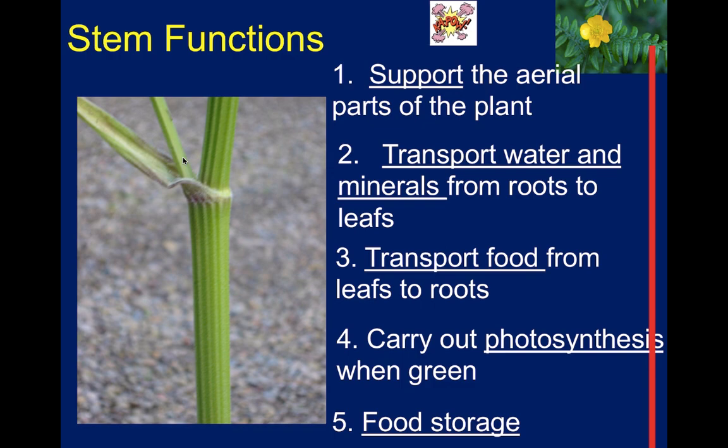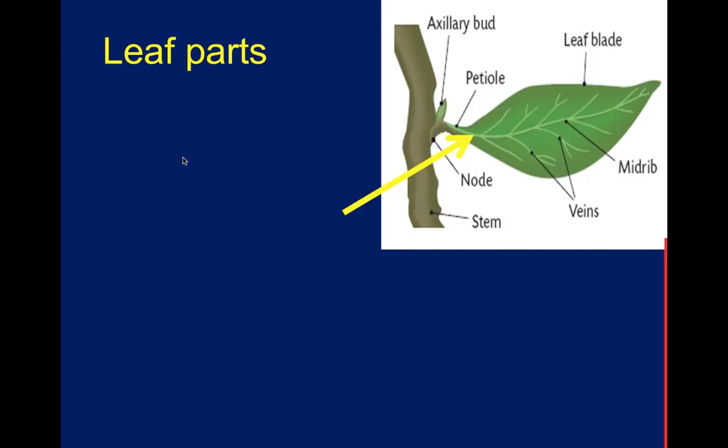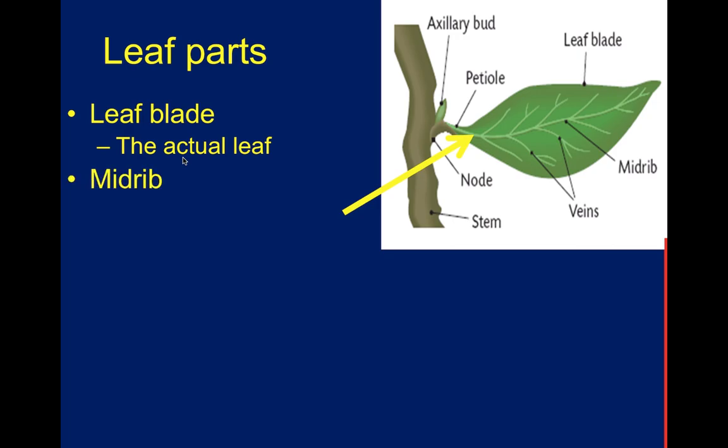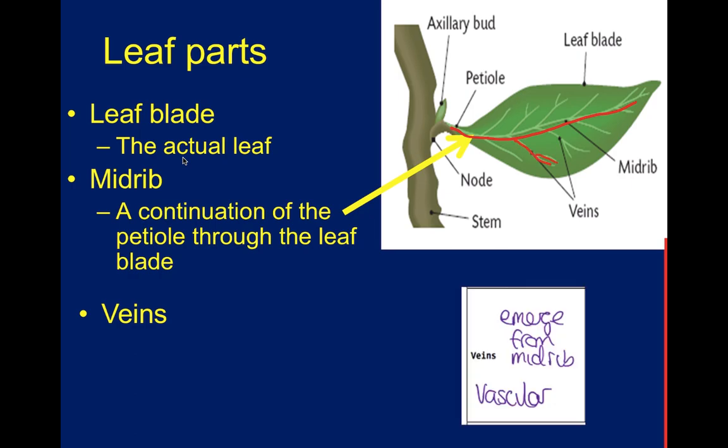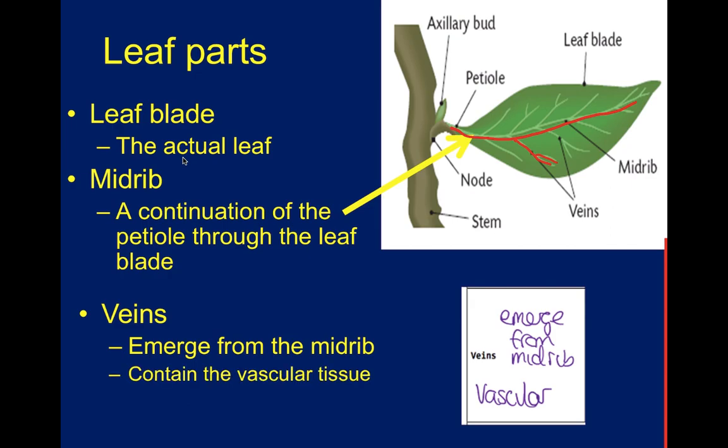Okay, so we are flipping over the page, and just in terms of our leaf parts, the leaf blade is the actual leaf. We have a thing called a midrib, so that's this little section running up here. The midrib is just a continuation of the petiole through your leaf blade, and we have the veins on the leaf that come from your midrib. Now you have the blurb for this that is going to go into that little section of your table. So the veins emerge from the midrib and they contain your vascular tissue, so your xylem and your phloem.